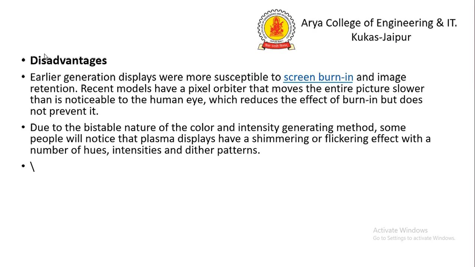Disadvantages: earlier generation displays were more susceptible to screen burn-in and image retention. Recent models have a pixel orbiter that moves the entire picture slowly, slower than is noticeable to the human eye, which reduces the effect of burn-in but does not prevent it. Due to the bistable nature of the color and intensity generating method, some people will notice that plasma displays have a simmering or flickering effect with a number of hues, intensity and dither pattern.